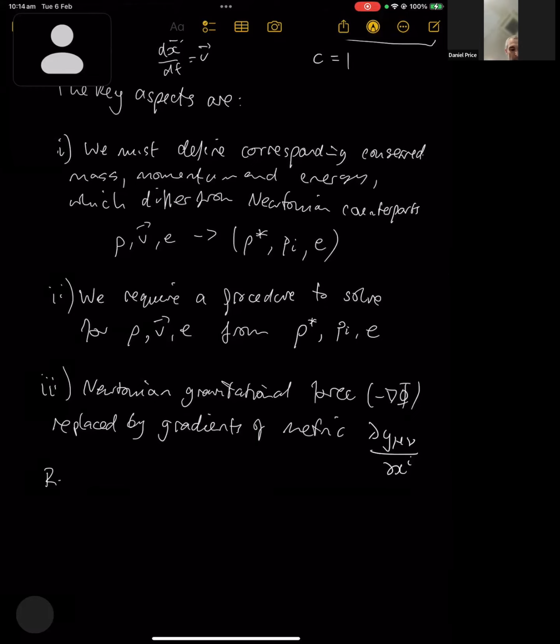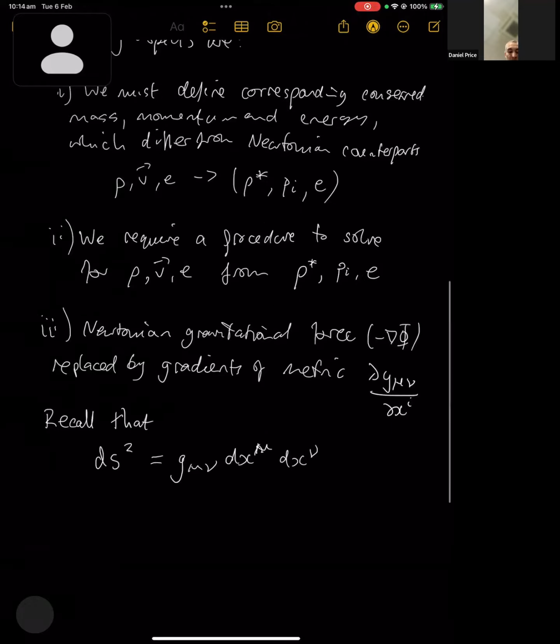So whether you've done GR or not, hopefully you've done at least some special relativity. You recall, for example, that when you define a metric, it's this line element. So it's a difference in distance between 2 points in space and time. And the definition is you have this, again, with the repeated index implying a summation, dx mu, dx nu.